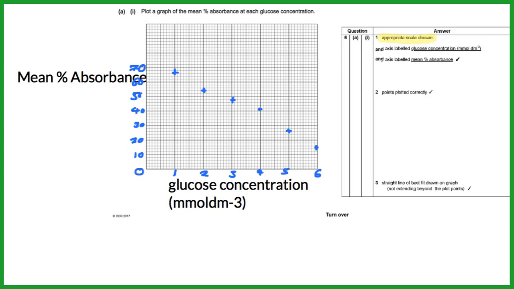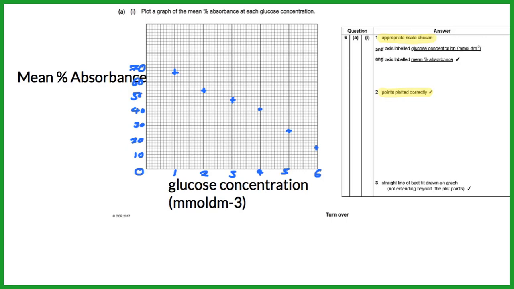You've also got to label the axes correctly, so you put the independent variable on the bottom and the dependent variable on the up axis, and you take the labels from the column headings in your table. So you've got to put mean percentage absorbance, not percentage absorbance, and you've got to put the unit of the independent variable. Then you get a mark for plotting the points correctly, so you need to be within half a square, and they do check, so you've got to spend some time making sure that you plot them correctly.